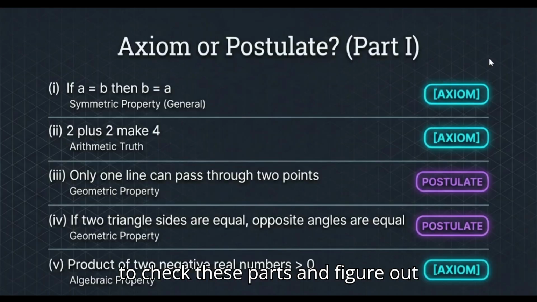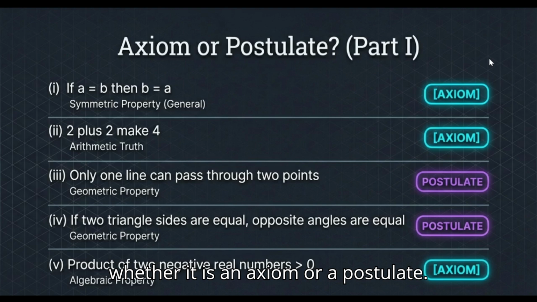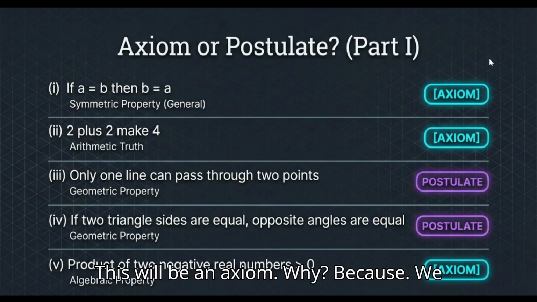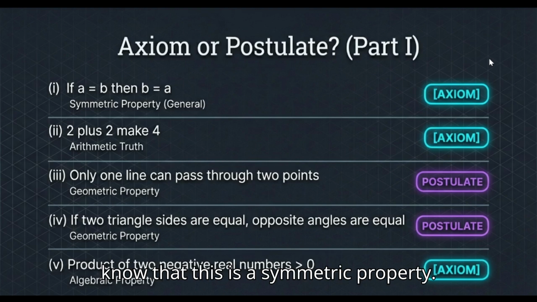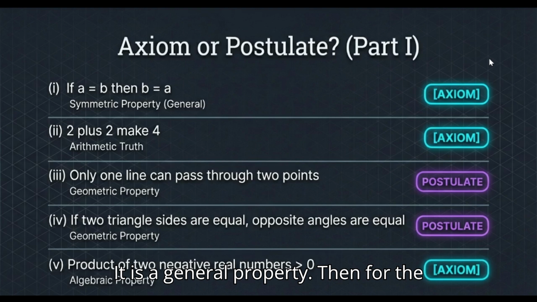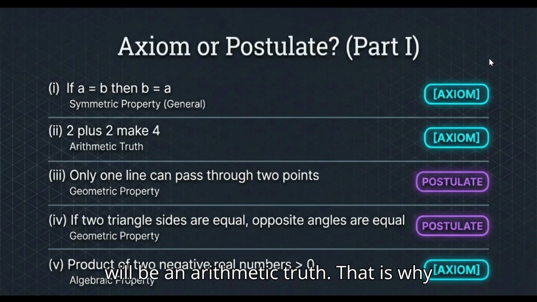Now we need to check these parts and figure out whether it is an axiom or a postulate. For the first part, if A is equal to B, then B is equal to A. This will be an axiom. Why? Because we know that this is a symmetric property. It is a general property. Then for the second part, 2 plus 2 make 4. This will be an arithmetic truth. That is why it is an axiom.